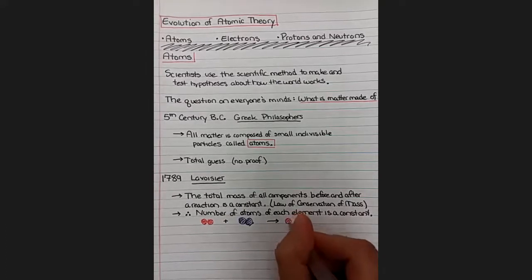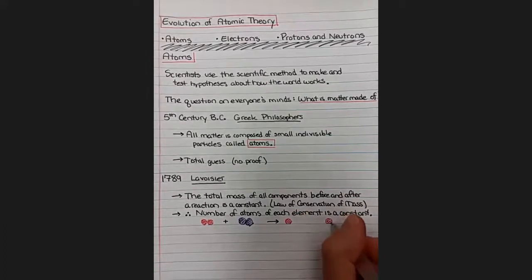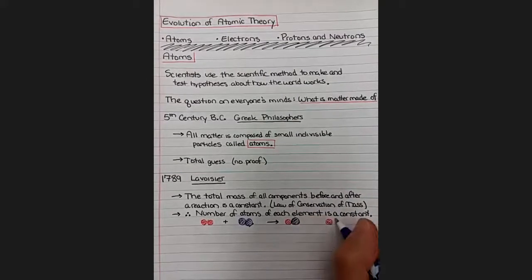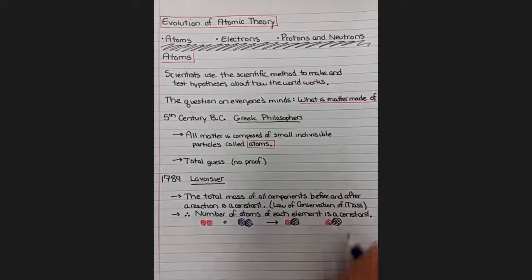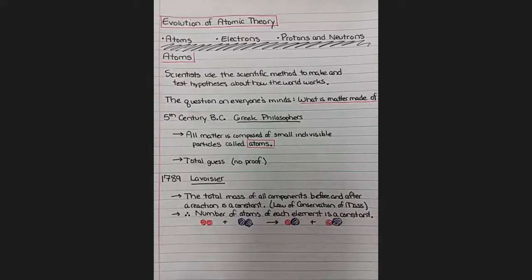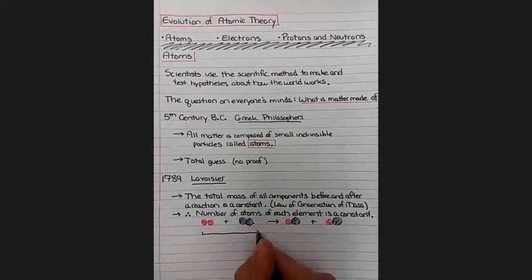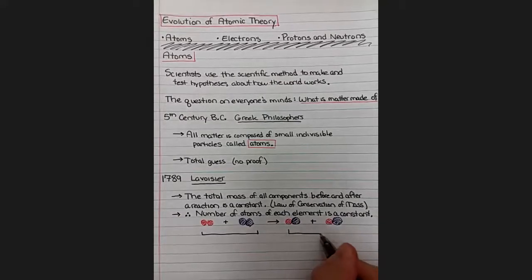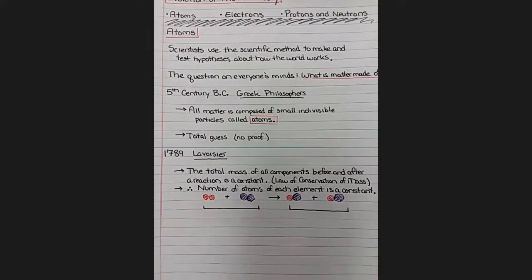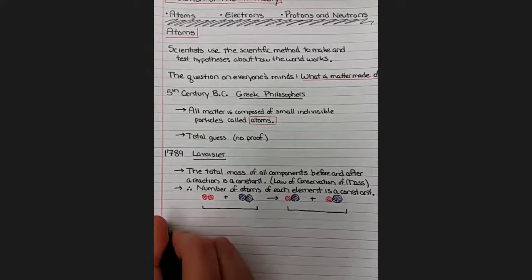So maybe we made molecules that looked like this. Maybe we changed the partners. Or maybe we didn't. Maybe nothing happened. We can't predict what happened, but what we can predict is that the number of blue atoms and the number of red atoms before the reaction and after the reaction should remain the same because of the law of conservation of mass. So that's cool and useful, and it supports the idea that matter is made up of atoms, these small indivisible units.